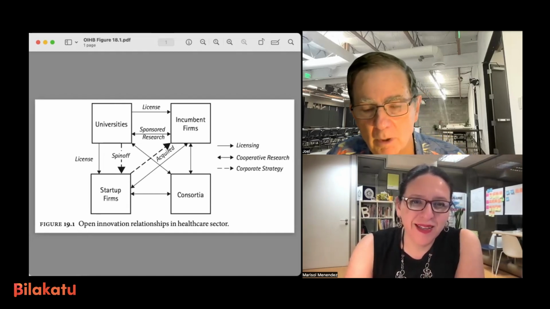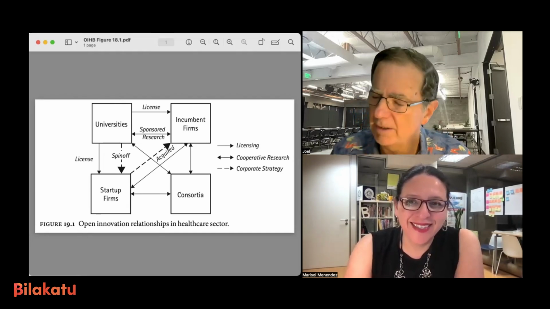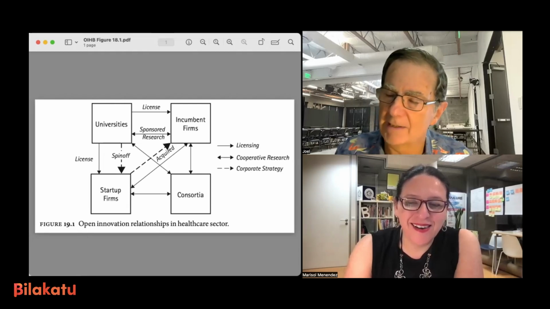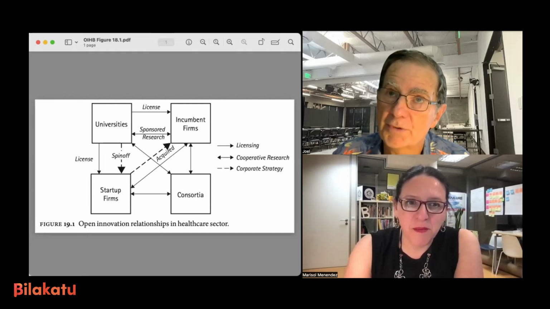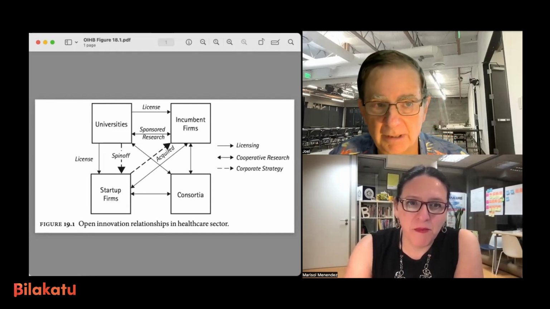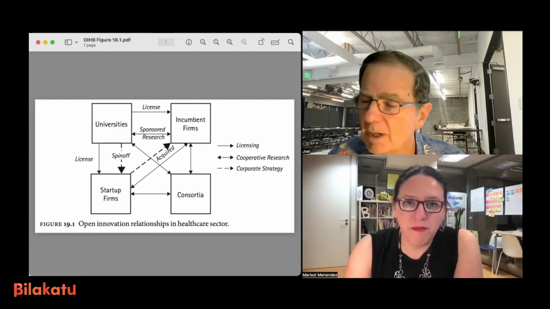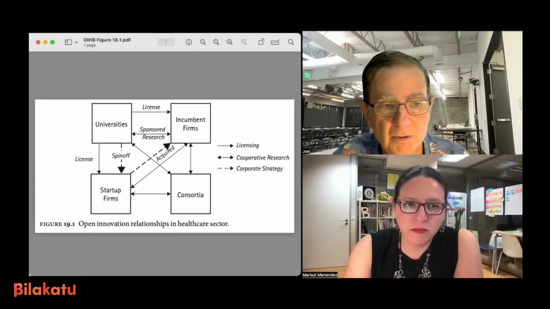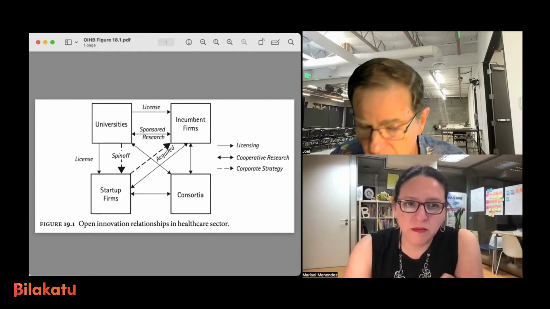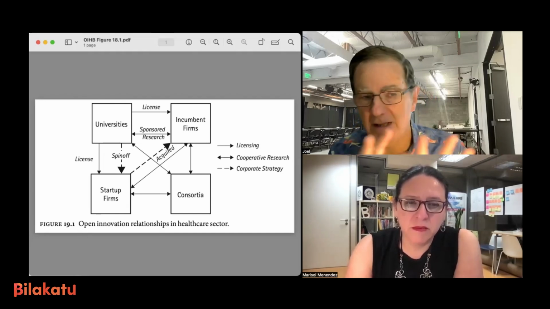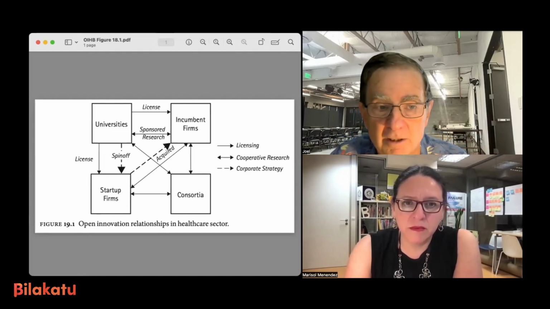But again, I wanted to get people to think about what the different actors are. Can we generalize about what roles these actors play? Typically, incumbent firms are not out-licensing technology, they're in-licensing technology. They're spending a lot of money to sponsor research with other partners, and they're acquiring other firms that have been formed. And so these sorts of patterns might be seen in other industries as well.